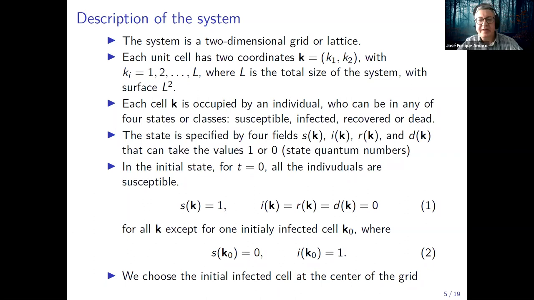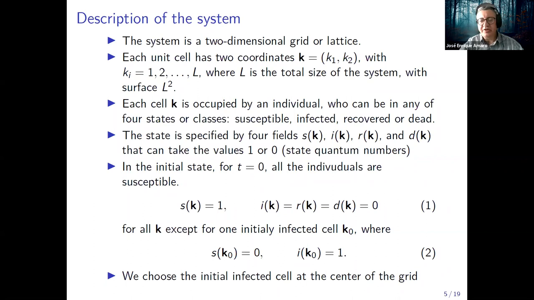In the initial state, that is T equal to 0, all the individuals are susceptible. That is, S of K is equal to 1 for all K, and the other matrices are 0: infected 0, recovery 0, death 0. Except for one initially infected cell, K0, we just assume that there is one infected individual, where S of K0 is equal to 0 and I of K0 is 1. So this is the individual that starts the pandemic, and we choose the initial infected cell at the center of the grid. So this is the definition of the system.